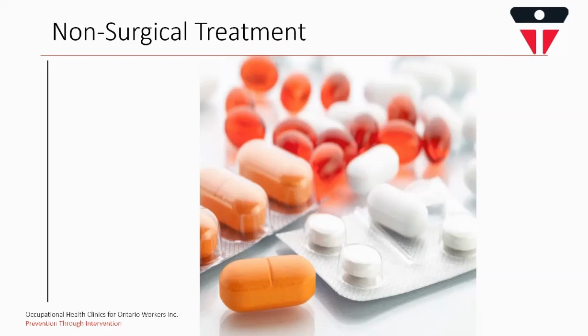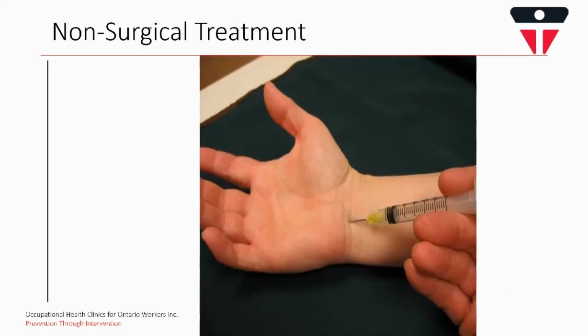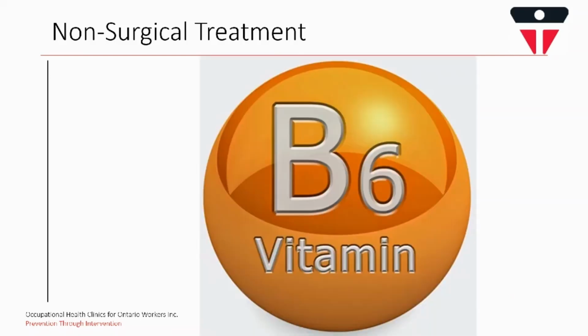Treating the underlying condition that you may have, such as diabetes, arthritis, or hypothyroidism. Steroid injections into the carpal tunnel area to reduce inflammation can be tried. Various stretching exercises. Vitamin B may ease some symptoms of carpal tunnel syndrome, and ultrasound treatment.